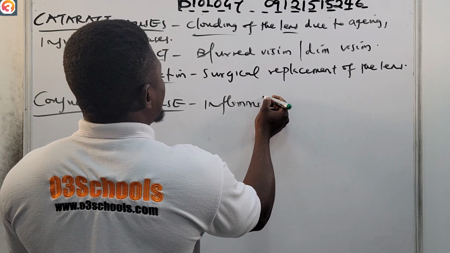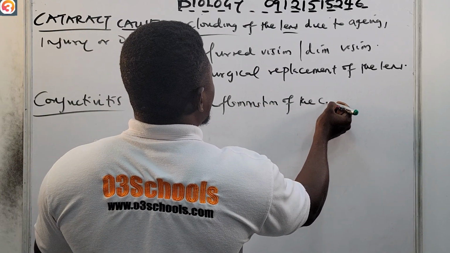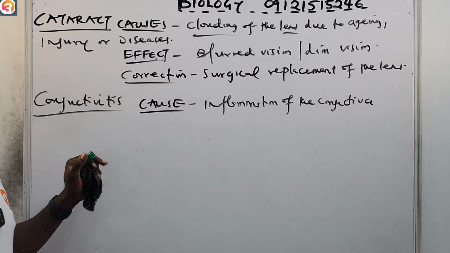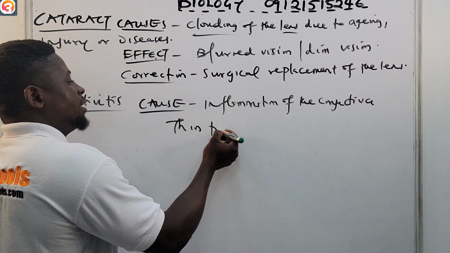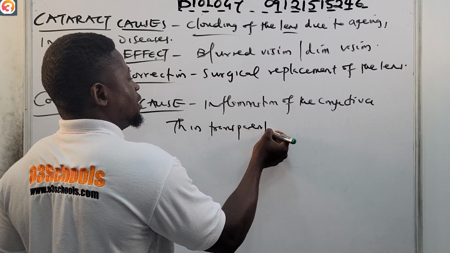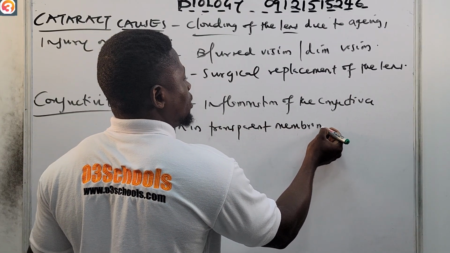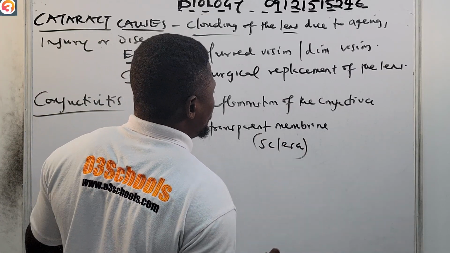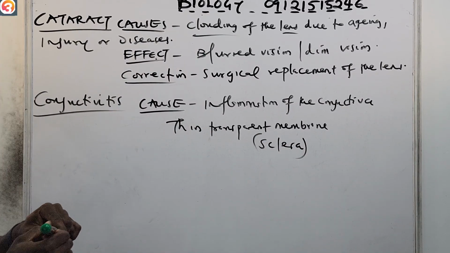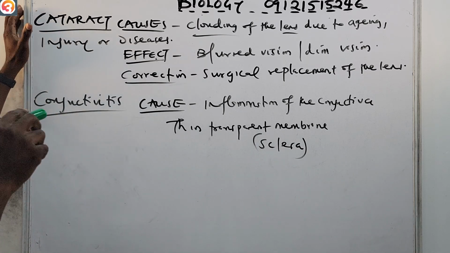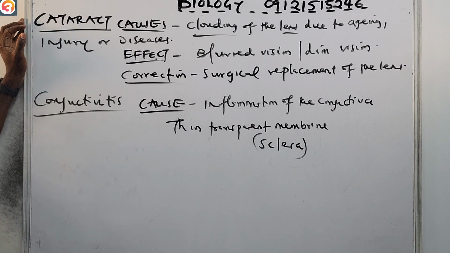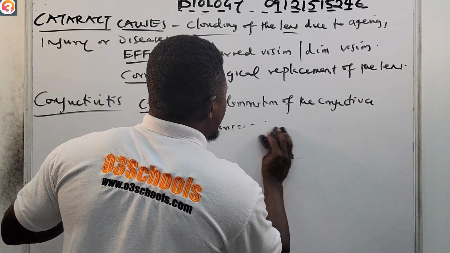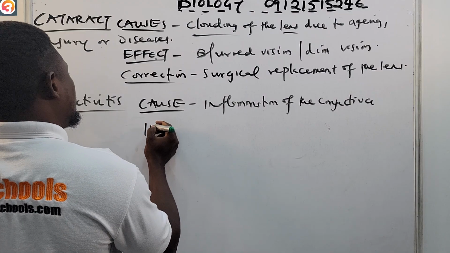The conjunctiva is a thin transparent membrane that covers the white part of the eye. When it's inflamed, you now have conjunctivitis. So what causes it? It can be caused by infection.